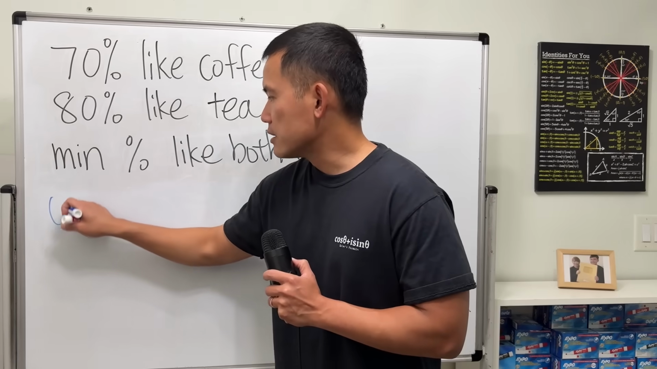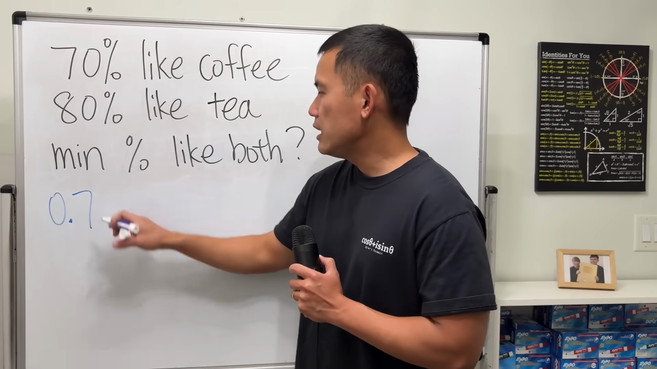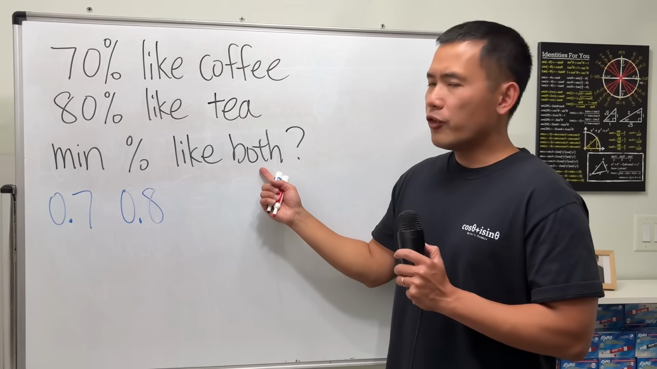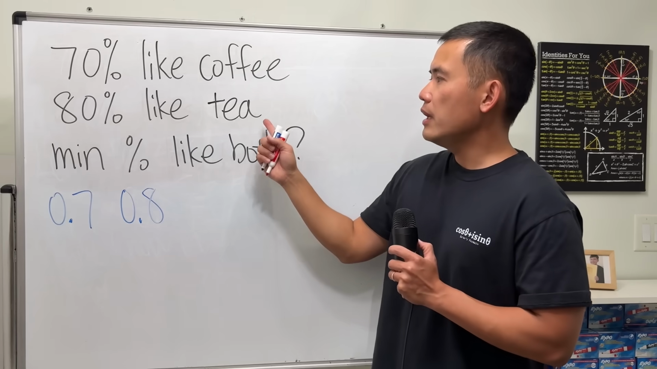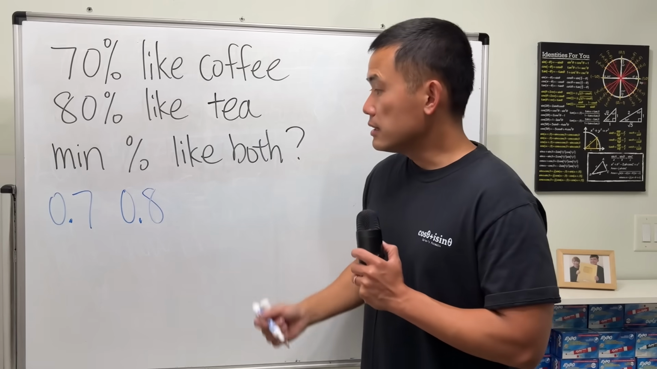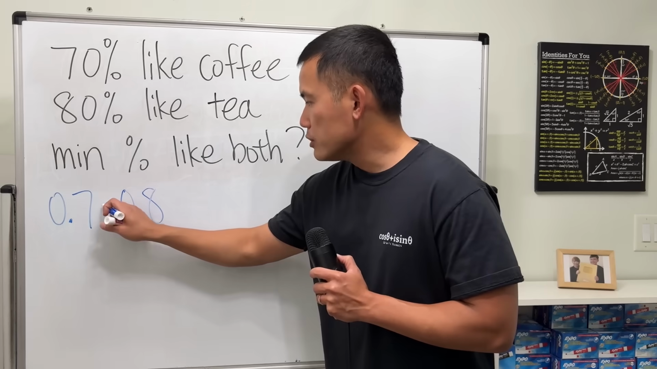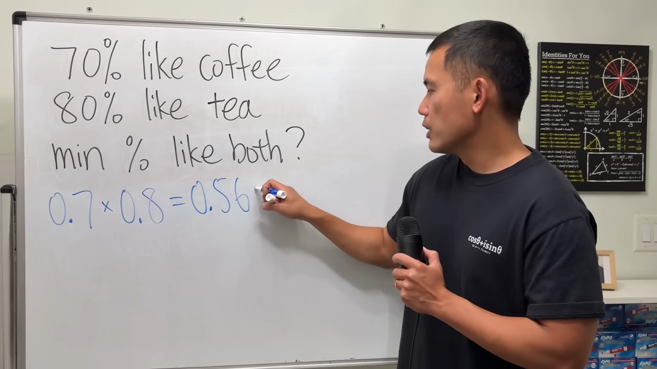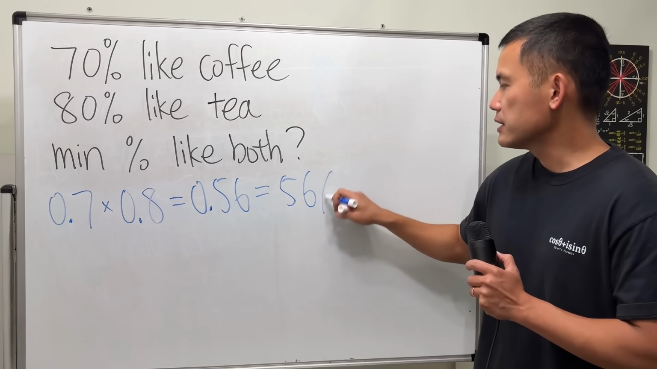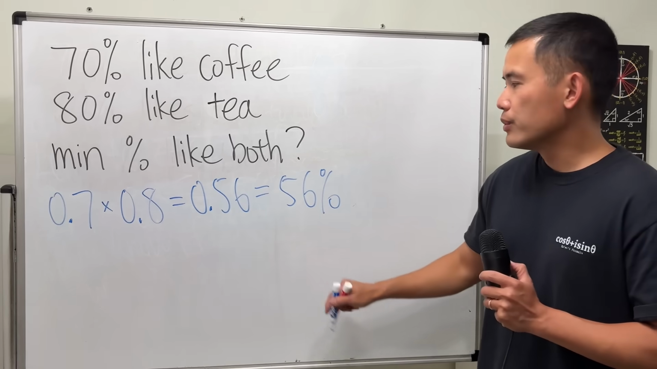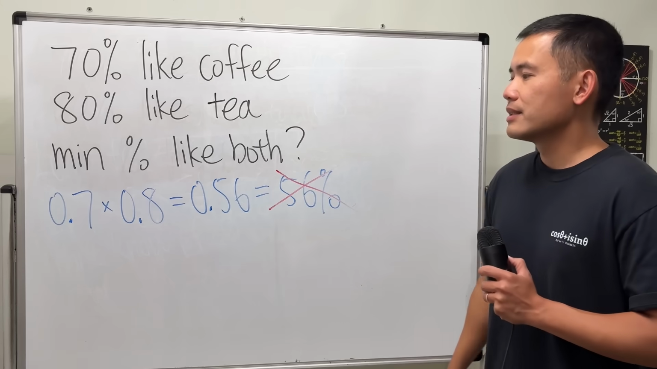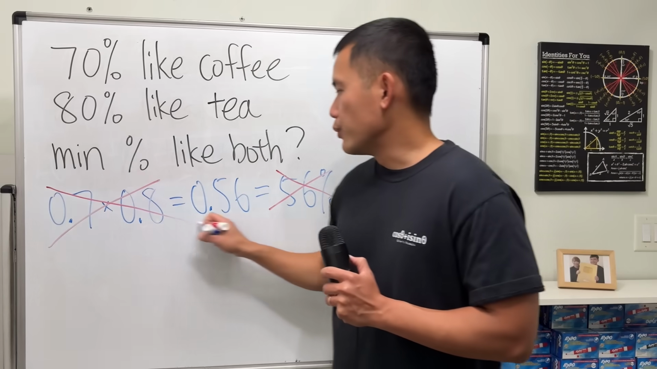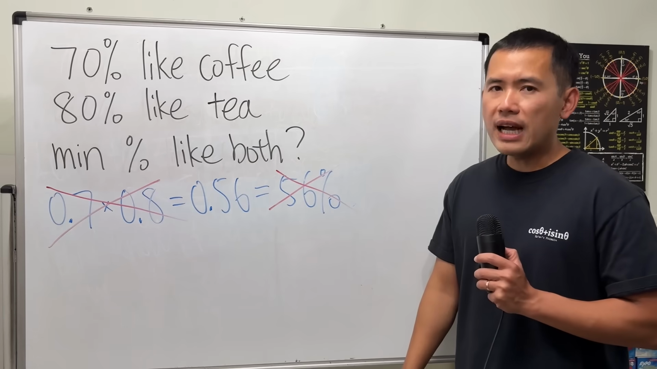70% is the same as 0.7 and 80% is the same as 0.8. And liking both means that the person likes coffee and also likes tea. It's an "and" situation. Maybe you can just multiply them together and we get 0.56, which is 56%. But I'll tell you, this right here is not correct. Why? Because we don't know if we can actually multiply them together or not.